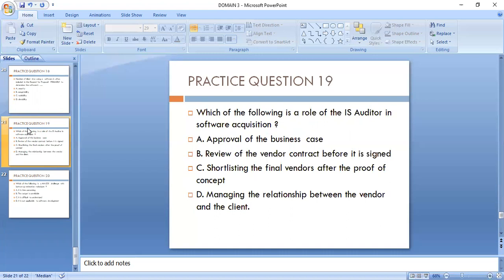Of course, approval of the business case is the board's responsibility. Shortlisting final vendors, of course, the IS auditors cannot be involved in that. The IS auditors cannot manage the relationship between the vendor and the client. That leaves only B for us. So before the vendor contract is signed, the IS auditor can review to ensure that all necessary clauses have been included.